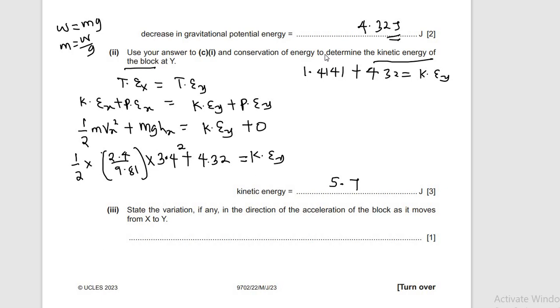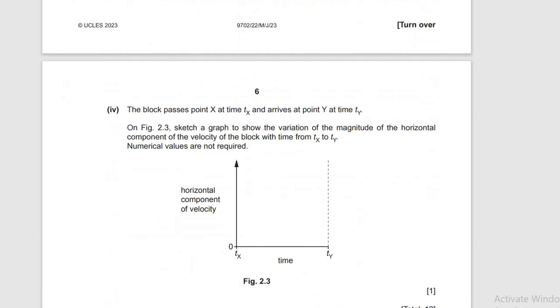Question 3. State the variation, if any, in the direction of acceleration of the block. Acceleration when it's coming back as it moves from x to y. Acceleration is always vertically downward. So let's put it: vertically downward when it's coming down. Next question.